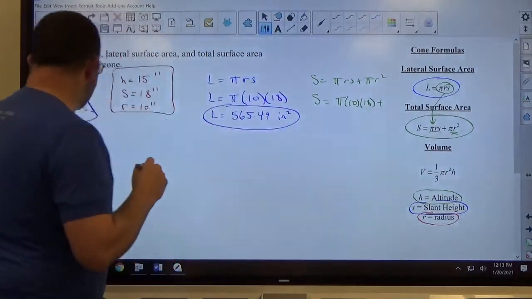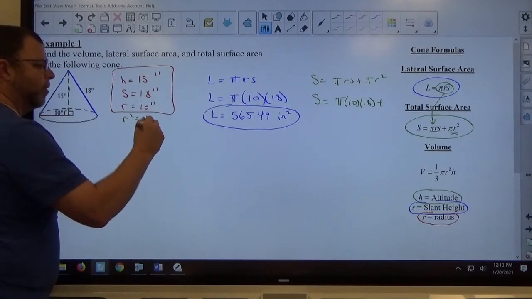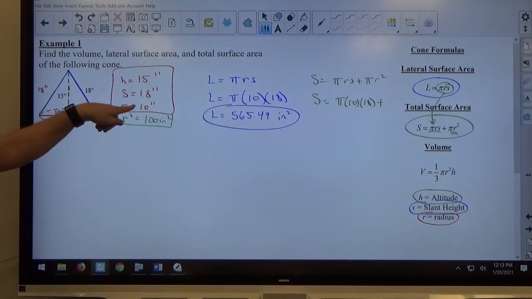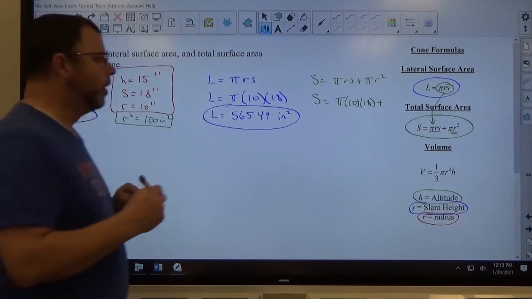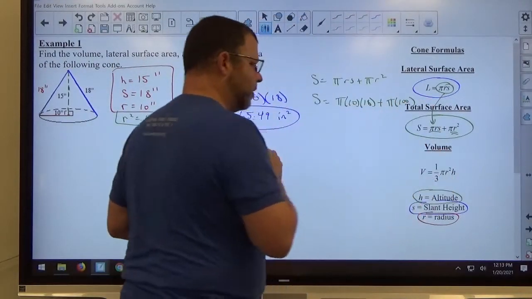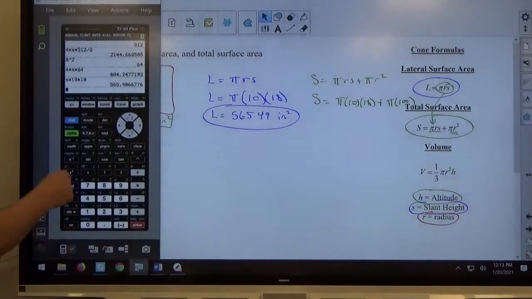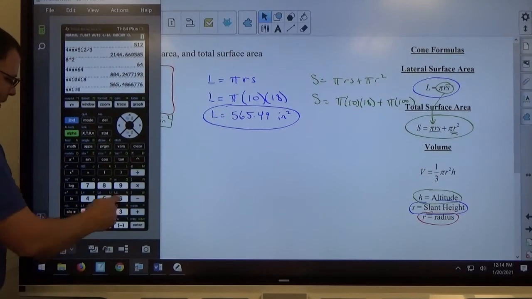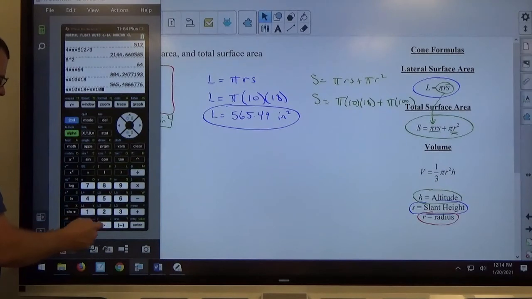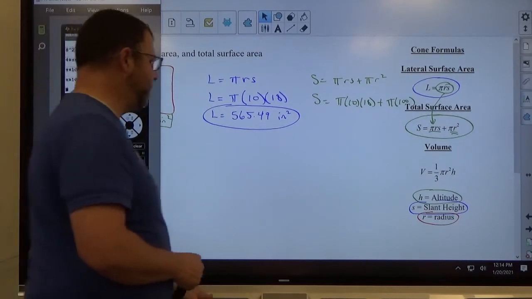Pi r squared, once again, r equals 10 inches. What does r squared equal? 100 inches squared, right? So once we know r, we can figure out r squared real easily. So this is just going to be plus pi times 100. So I can get it again to a point where I can just evaluate it in my calculator. So if I do pi times 10 times 18 plus pi times 100, I get a total surface area of 879.65.